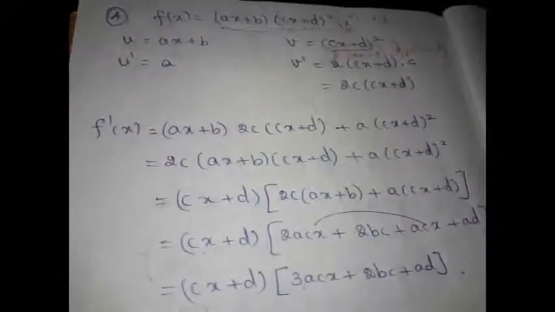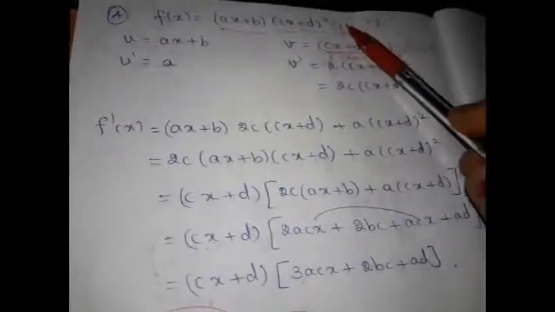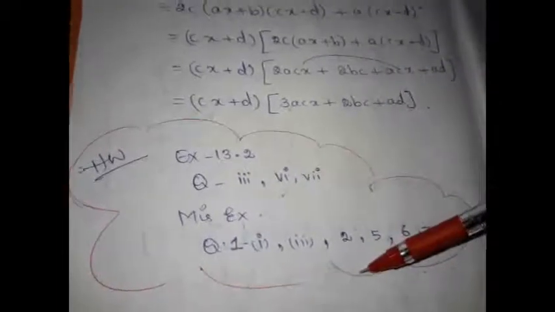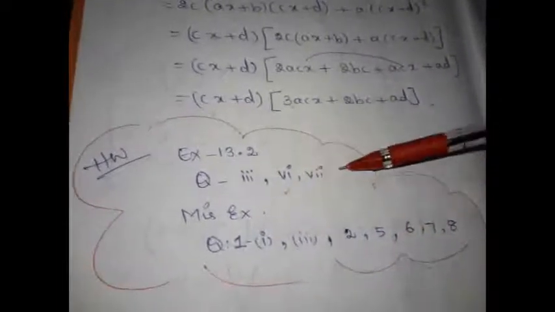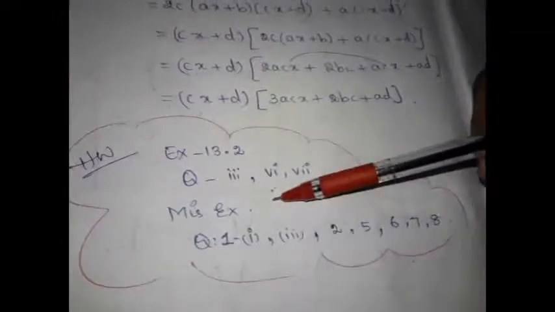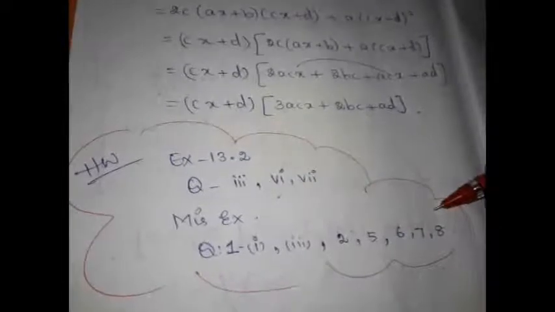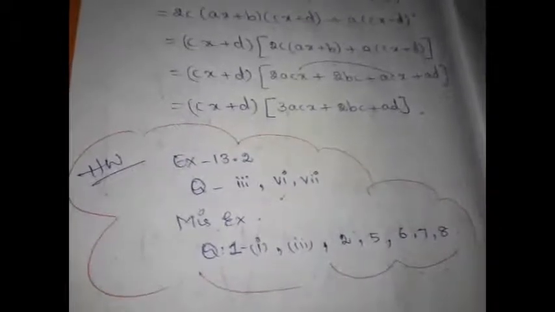Hope you got it. So the remaining problems, everything is of the same kind. Repeatedly we are going to use this formula, the product rule and the quotient rule, and also the known derivatives, right? So I want you to give a try with the further problems. So with this, let us wind up today's class, and I want you to do these problems as homework from exercise 13.2, these 3 questions, and from miscellaneous exercise question number 1, first and third subdivisions, and these many questions I want you to try. And if you have any doubts, you can ask me, right?